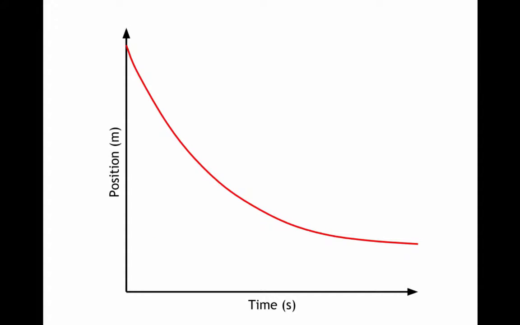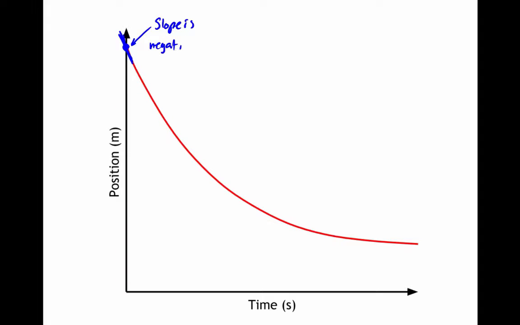Looking at a position time graph like this, we're going to look at the slope to tell us about the velocity. We can see from the initial position that we start away from 0 in the positive direction. However, the slope here the entire time is negative. So if the slope is always negative, that means we must be moving in the negative direction the entire time.